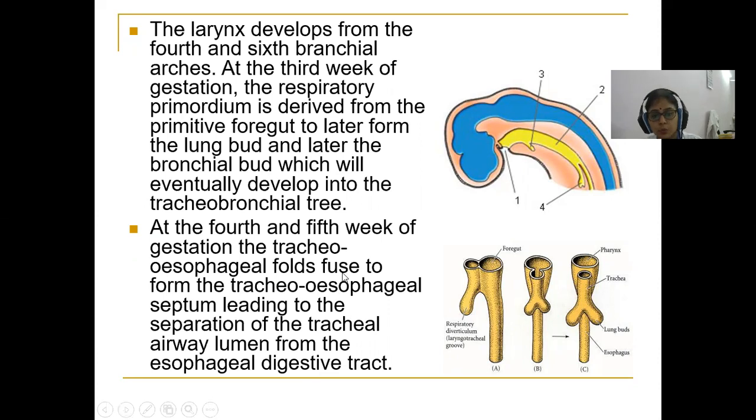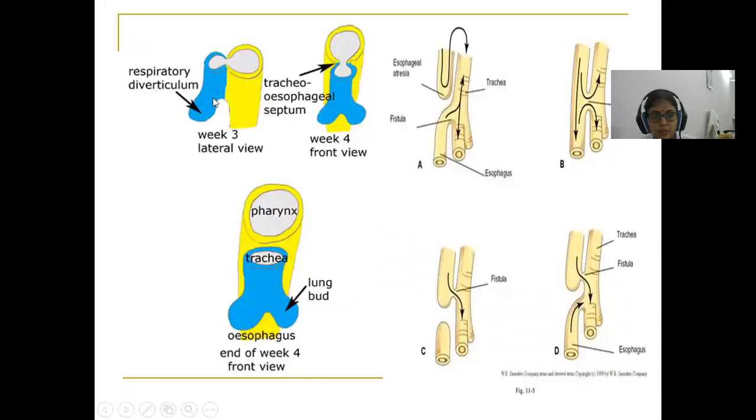At the 4th and 5th week of gestation, the tracheoesophageal folds fuse to form the tracheoesophageal septum, leading to separation of tracheal airway lumen from esophageal digestive tract. So that's the septum which will separate, and then the trachea and esophagus or the pharynx is separated. So that's the respiratory diverticulum. That's the tracheoesophageal septum. And at the end of 4th week, you can see that there is a separate trachea and a separate pharynx.